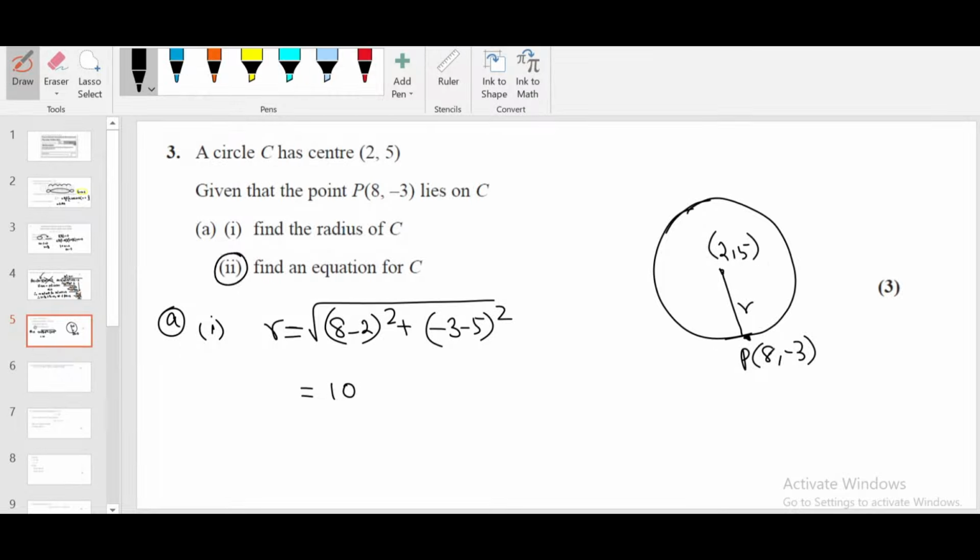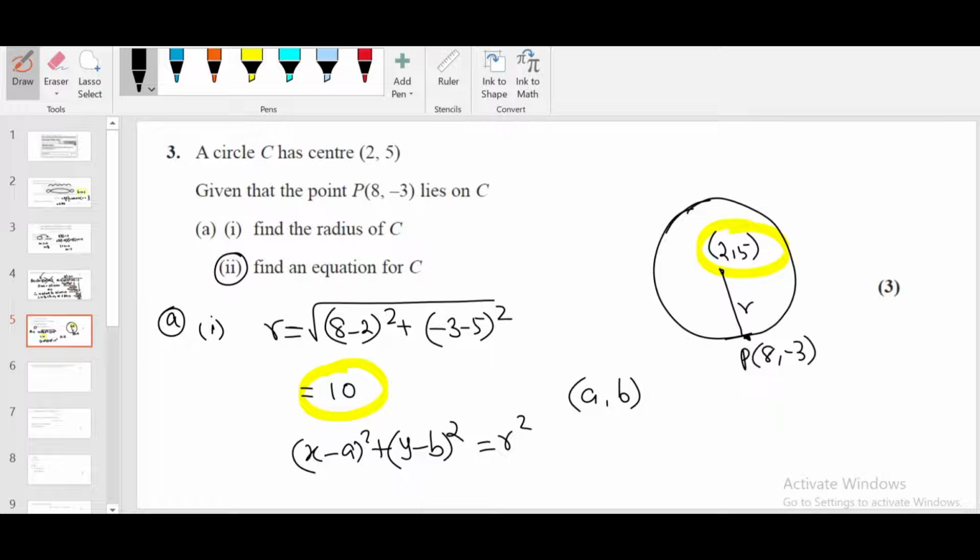Find the equation. You take the radius, you take the center. The formula is x minus a whole square plus y minus b whole square is equal to r square, where a and b are the coordinates of the center. So in this case it's going to be x minus 2 whole square plus y minus 5 whole square is equal to 10 square. That's all. Let's move on to the next part of the question.